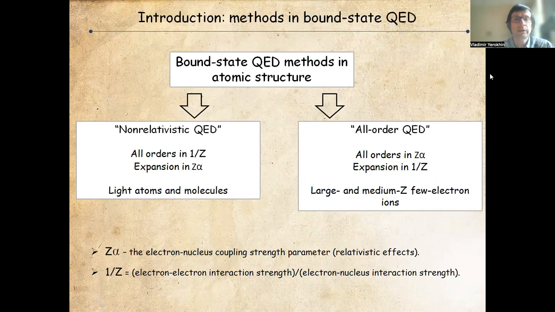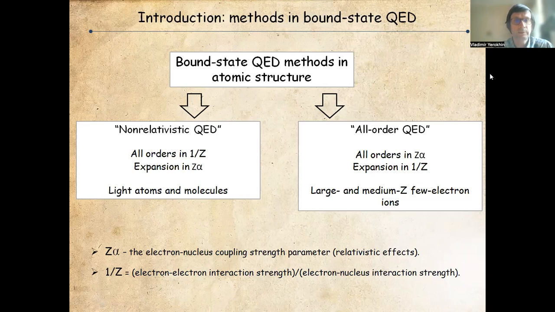In this picture, the interaction between electron and nucleus is included in the zeroth order approximation. So we include all orders in Z alpha, but we use perturbation expansion in the electron interaction in 1 over Z. And of course, there is expansion in alpha, which is a standard expansion parameter in QED. So we expand in 1 over Z and in alpha.